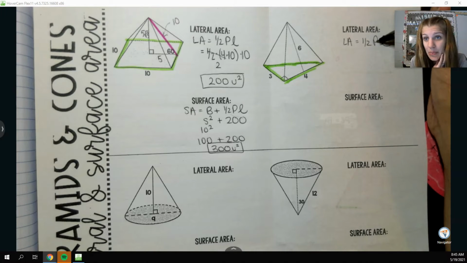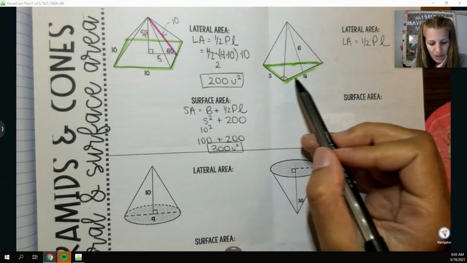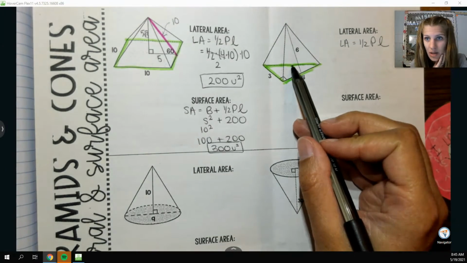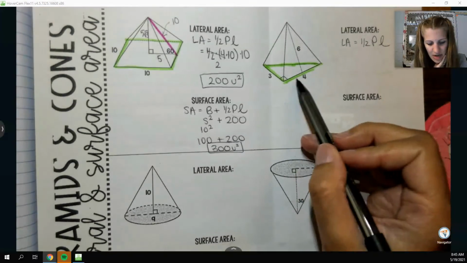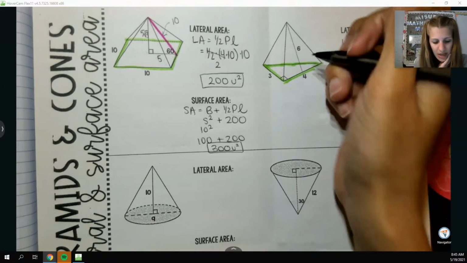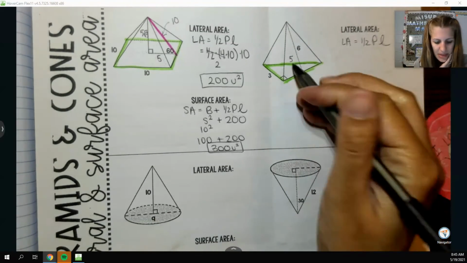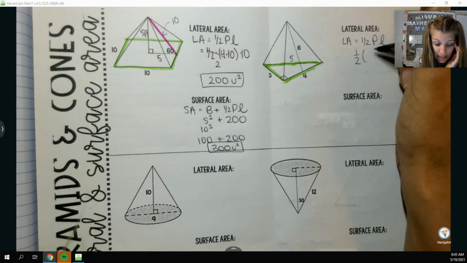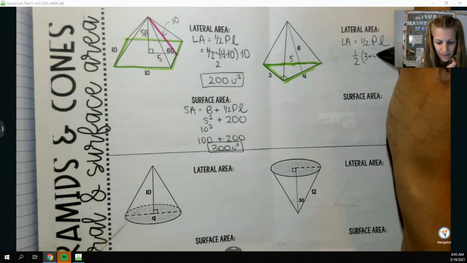So P is perimeter of the base. And the perimeter of this triangle, I need to add up all the sides, but it kind of feels like I don't know this one. Although I do, because it's a right triangle, and so I can find this third side. And 3, 4, and 5 are a Pythagorean triple. And so to find that perimeter, we're going to add all those up. So 3 plus 4 plus 5.